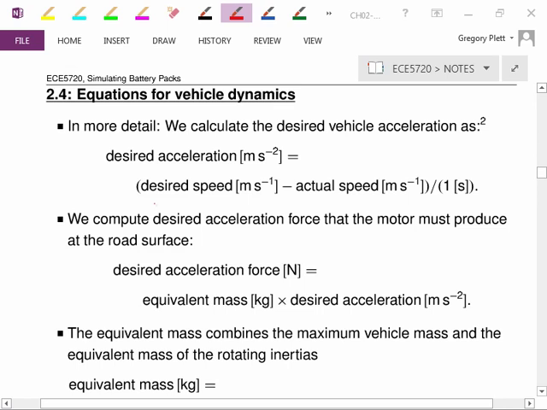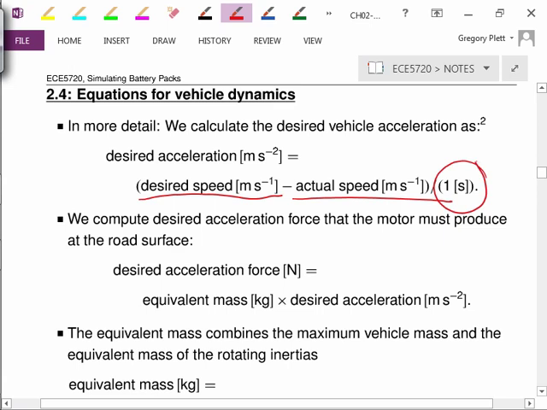In any case, we start out every time interval in the simulation by computing for that time interval what the desired vehicle acceleration is. And we do that by taking the desired speed from the profile of speed versus time, and we subtract the present actual speed, and that's a velocity difference in meters per second. And if we divide that by the sampling period, which in our case is a 1 Hertz sampling period, we get meters per second squared, which is an acceleration. So that's how we get the desired acceleration over the next time interval.